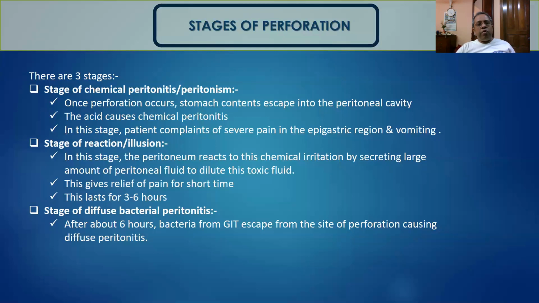There is a stage of diffuse bacterial peritonitis. After 6 hours, bacteria from the GI tract escape from the site of perforation, causing diffuse peritonitis and paralytic ileus, and distension of the abdomen develops.